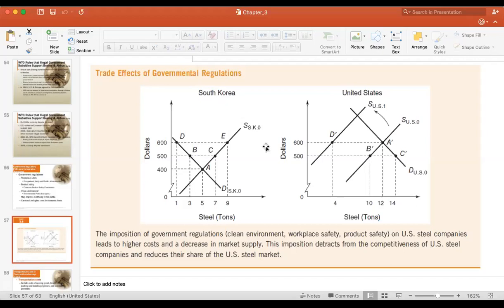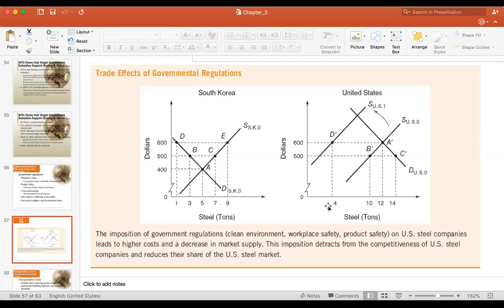Does this graph explain exactly what government regulations would do to exports and imports? Very good, because remember before, how many were we exporting and importing for the US? How much were they importing before the regulations? 4. That's imports. And how much was South Korea exporting? 4. Okay, with the regulation, how much is the US importing?